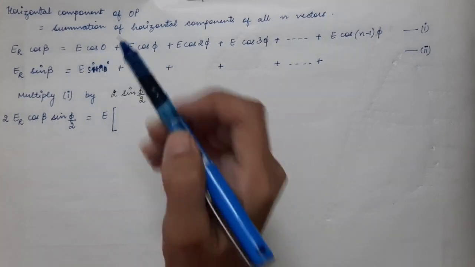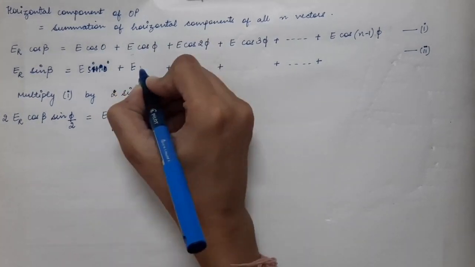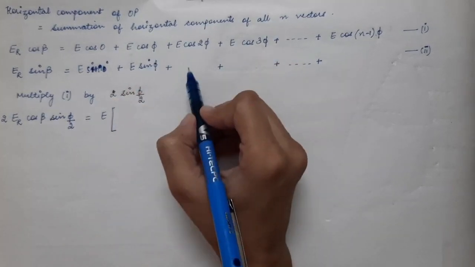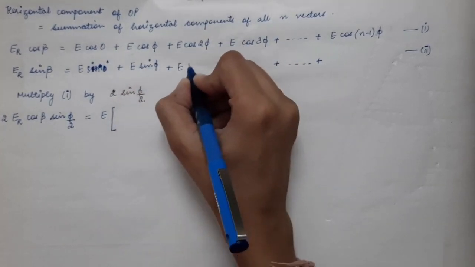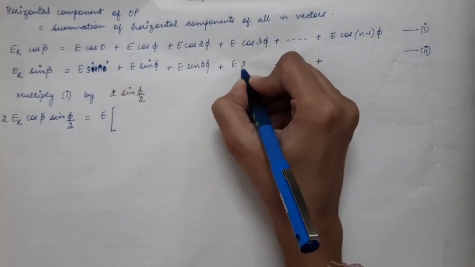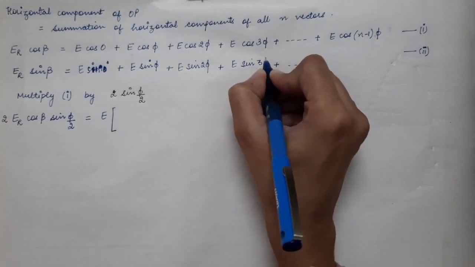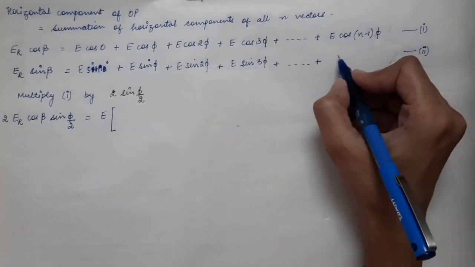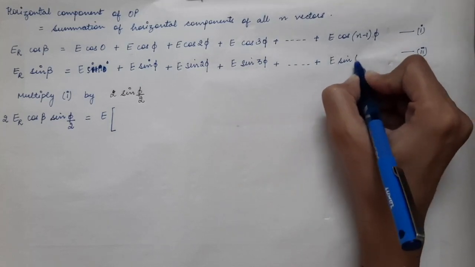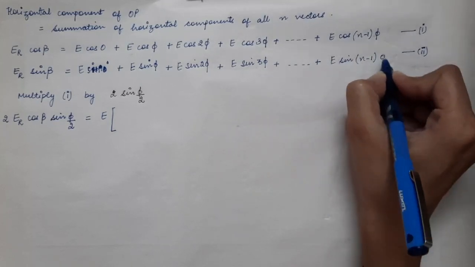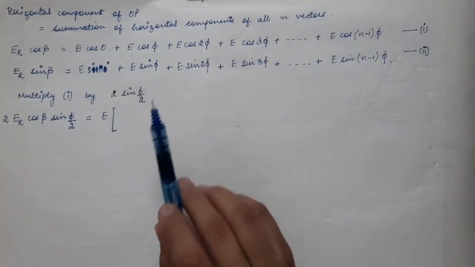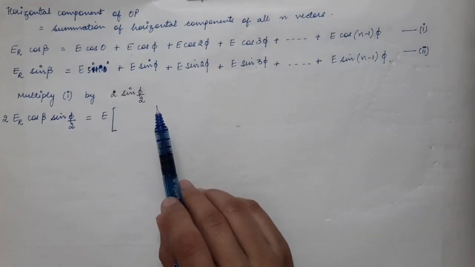plus the vertical component of the second vector will be E sin phi. Then the vertical component of the third vector will be E sin 2 phi, then E sin 3 phi, and so on. The vertical component of the nth vector will be E sin of n minus 1 times phi. So we will get two equations from the phasor diagram which we had drawn.